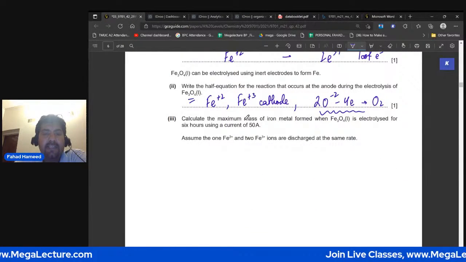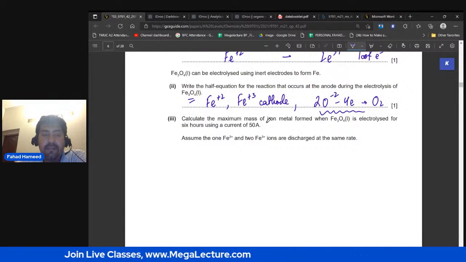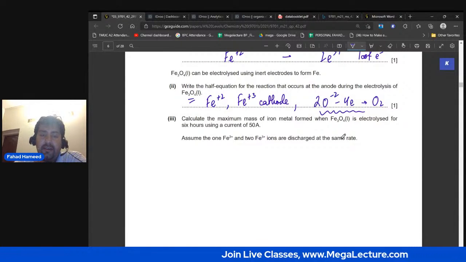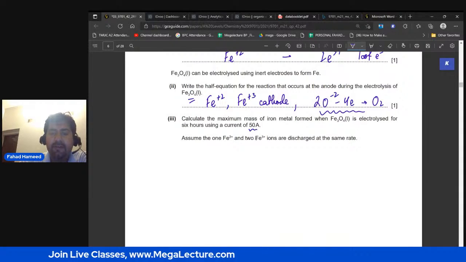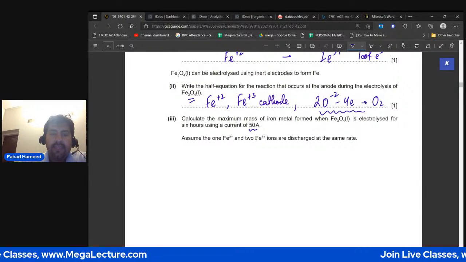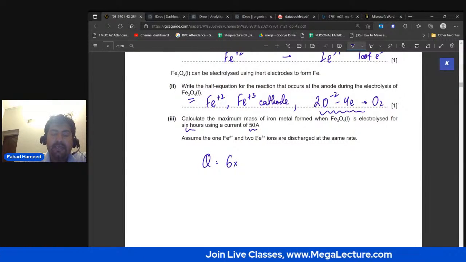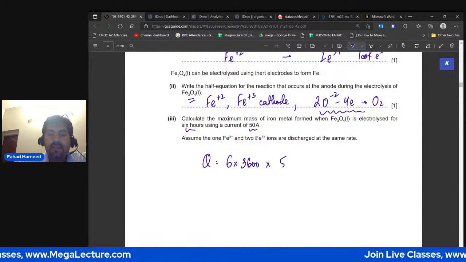Next one is calculate the maximum mass of iron metal formed when Fe3O4 is electrolyzed for 6 hours using a current of 50 amperes, assuming that 1 Fe2 plus ion and 2 Fe3 plus ions are discharged at the same rate. Not really sure what that means. What I'm going to do first is figure out the current and its time. Time is 6 hours, which is multiplied by 3600, because 1 hour contains 3600 seconds, and the current is 50 amperes.